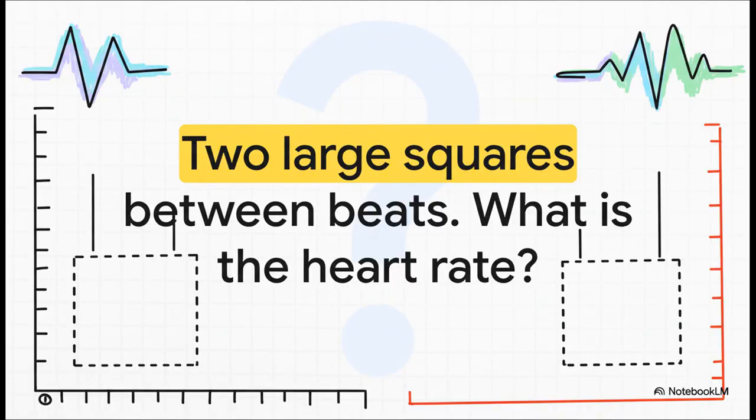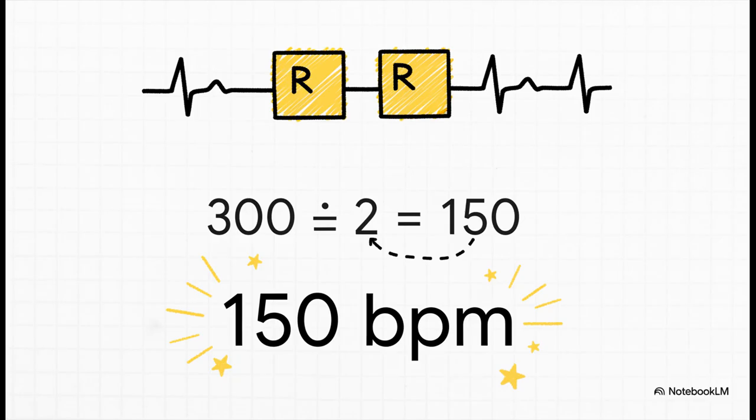Simple as that. Okay, one more for you. Let's test that 300 method again. If the rhythm is regular and you count just 2 large squares between beats, what's the heart rate? The rate is a speedy 150 beats per minute. You just apply the 300 method. 300 divided by 2 is 150. And just like that, you've picked up some of the most fundamental skills for reading an ECG.